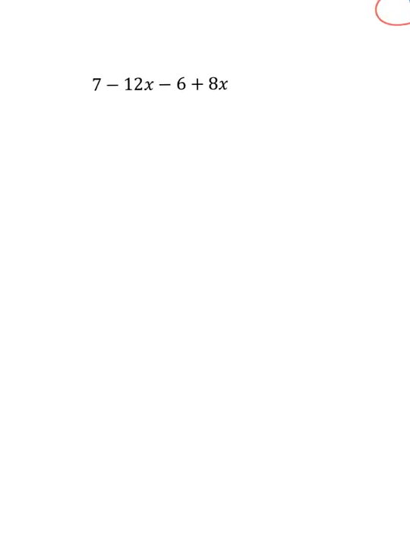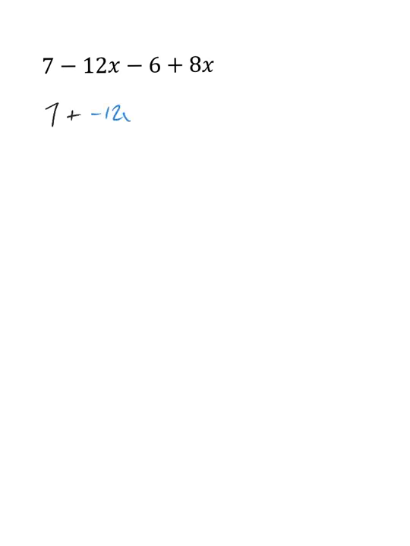Let's look at this one. This one can cause some problems for people. I noticed the next one is the one that probably caused the most problems on previous tests. So let's look at this. First thing I'm going to do is make things addition. So I'm going to say I have 7 plus negative 12x plus negative 6 plus 8x. So I've rewritten these as addition.